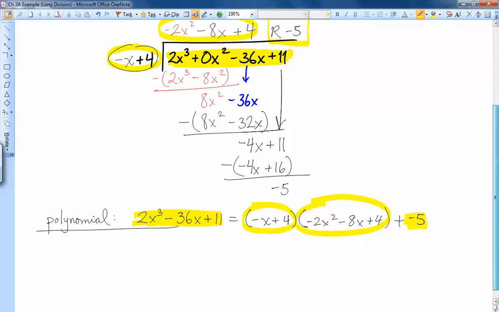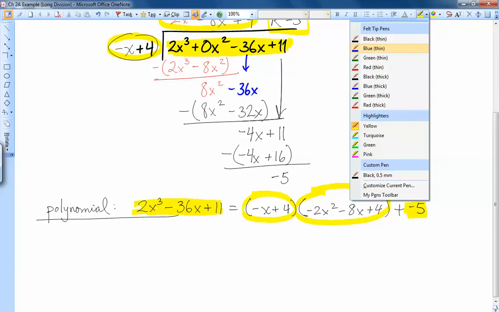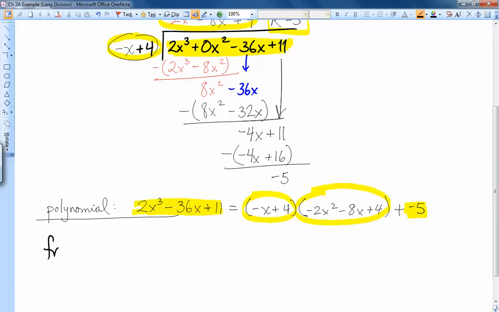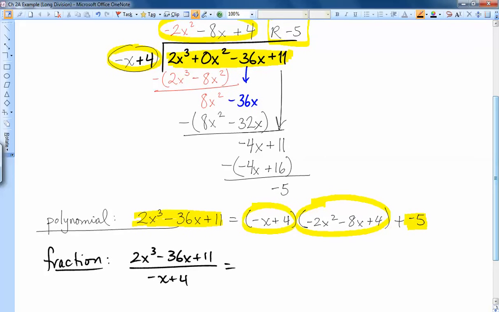Okay. If I wanted to write this in fraction form, then really what you do is you take your original problem, not just the numerator part. So the original problem was this. And what we got, that equaling, was negative 2x squared minus 8x plus 4. And then I had that remainder of negative 5, but really the negative 5 is over a negative x plus 4.